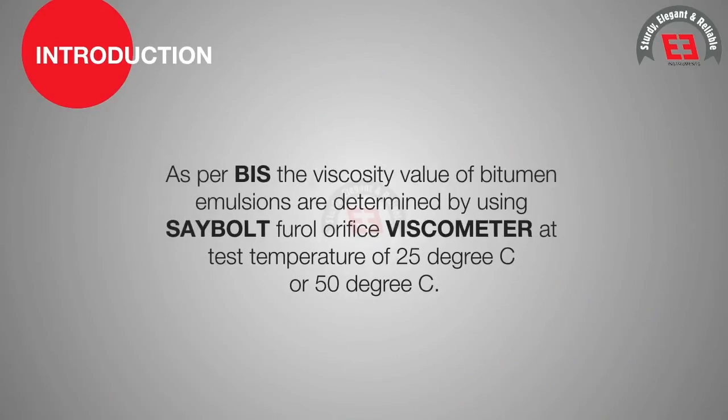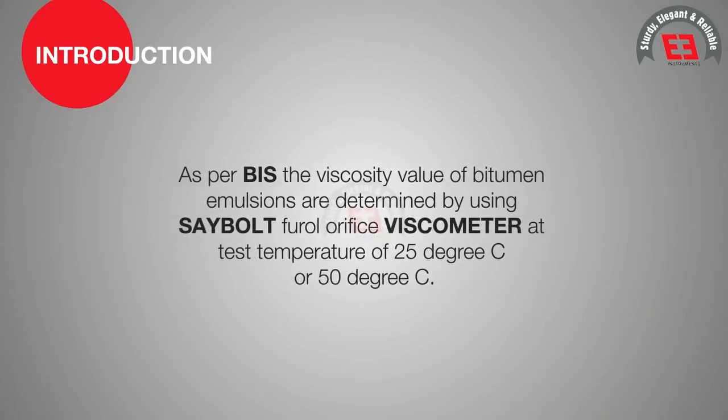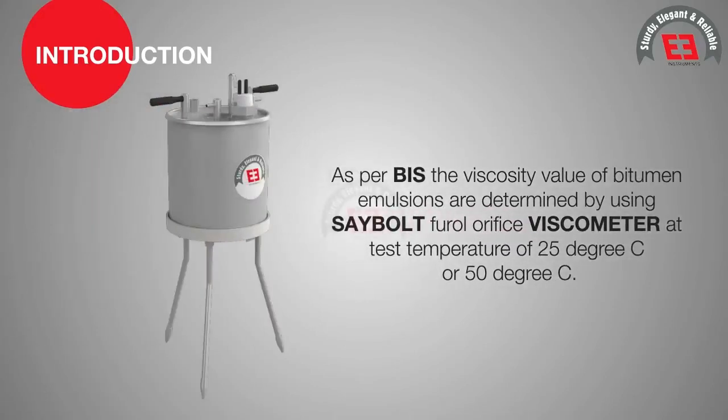As per BIS, the viscosity value of bitumen emulsions are determined by using Saybolt Furol Orifice Viscometer at test temperature of 25 degrees Celsius or 50 degrees Celsius.